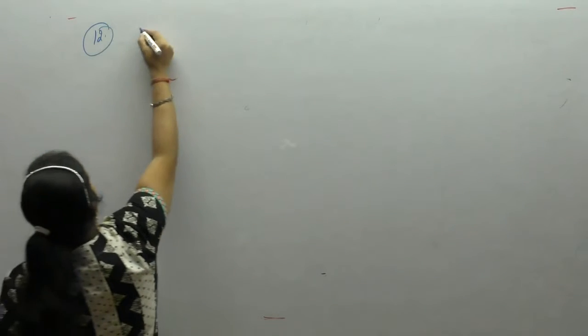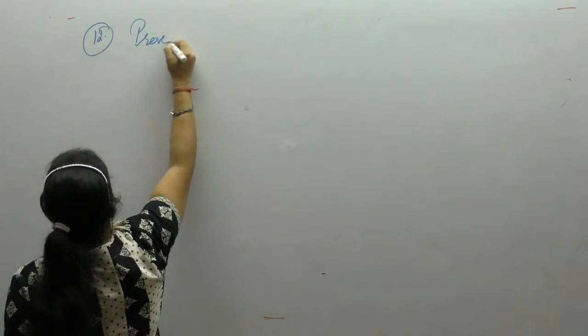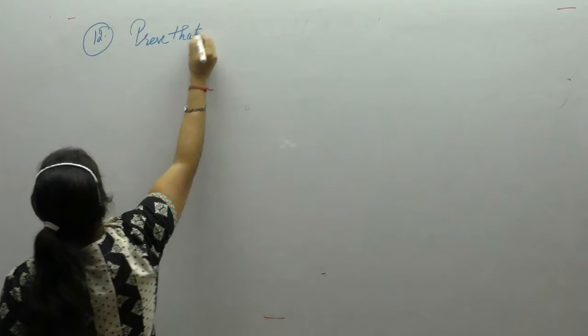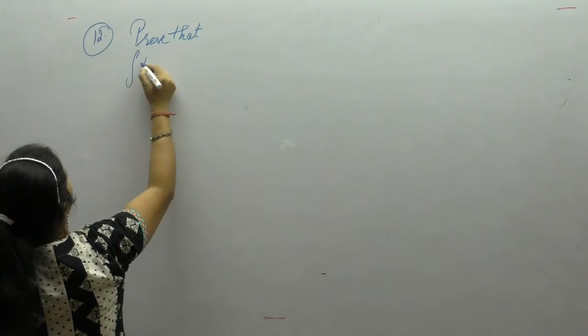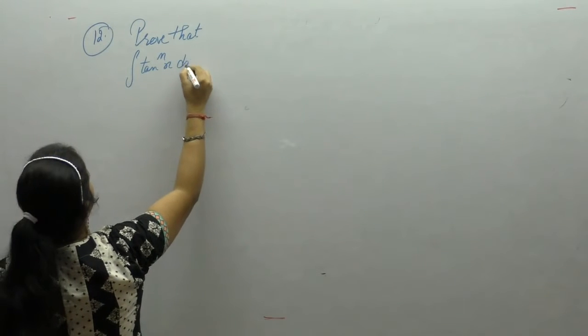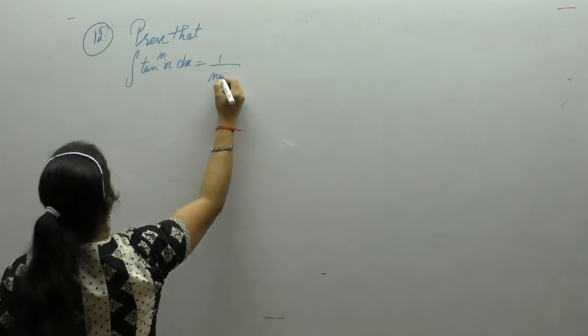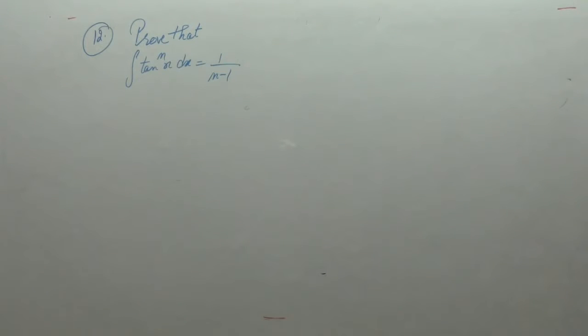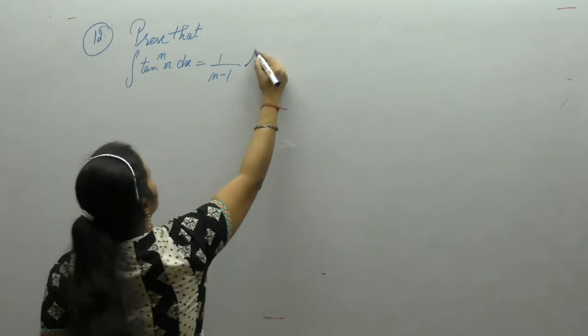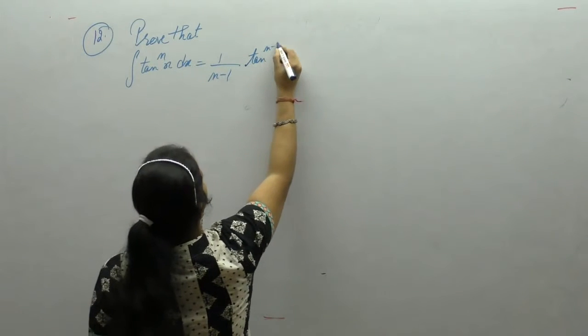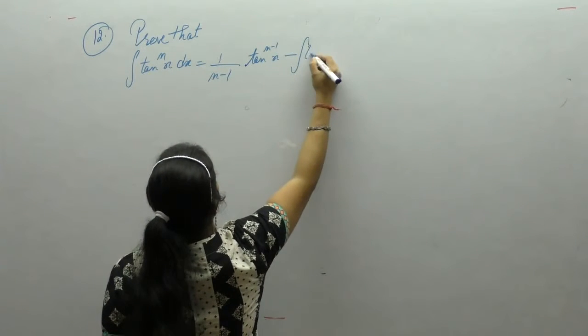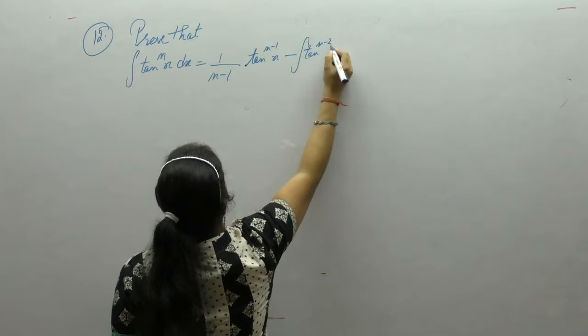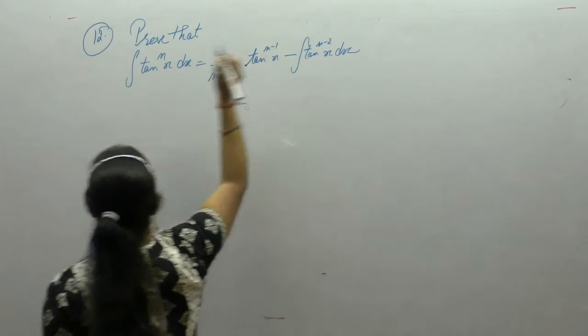Now the next question is, in the next question we have to prove that integral of tan nx dx is equal to 1 upon n minus 1 tan n minus 1x minus integral of tan n minus 2x dx.